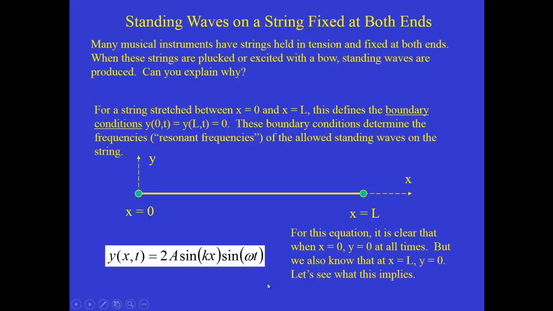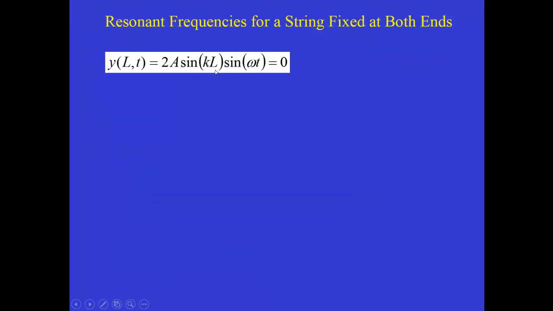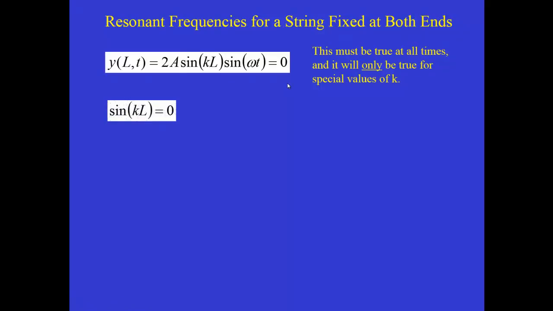So let's find out what that means. We'll take this wave function, plug in x equals L, and set it equal to 0. So we've now used the second boundary condition for the x equals L end of the string, and we know that it's not something that has to be 0 just at some special time, but it's got to be 0 at all times because that end of the string is fixed. So what that means is, in order for this to be 0 at all times, the sine of kL has to be equal to 0, and that will only happen for special values of k.